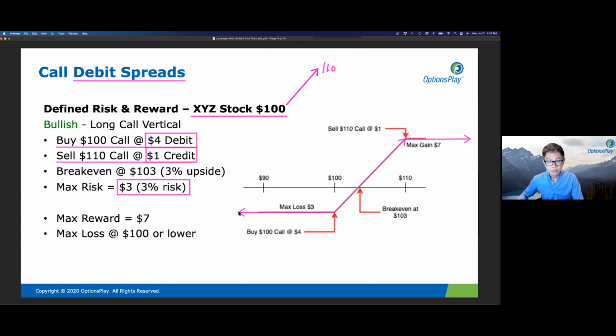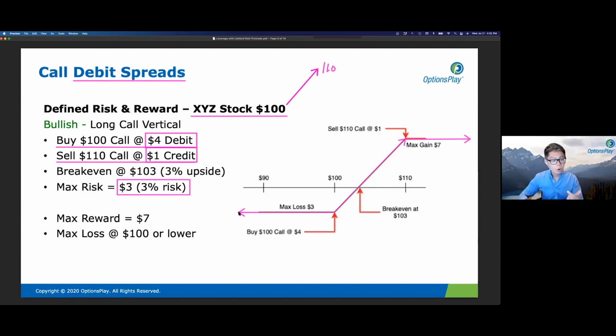So your max risk on the downside is limited even further, to $3 a share. What you've done is give away some upside in exchange for lowering your risk, or lowering the amount of capital you need to get into this trade. And this has two effects. One, it reduces your risk.